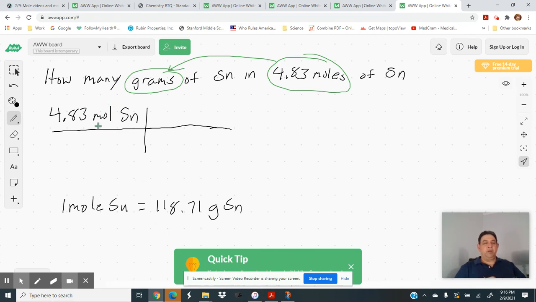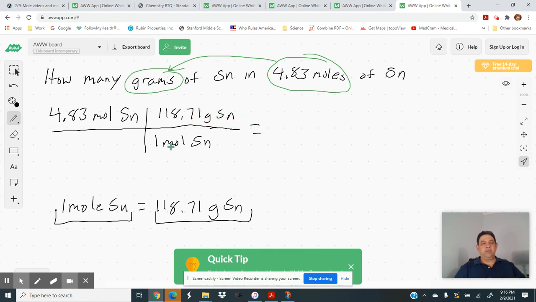Once again, we're given moles. The question is, which side of the equality do we put on the top and the bottom? And as you already know, I like starting my conversion factors from the bottom because that way I notice which ones get canceled. So 1 mole of tin, I'll abbreviate it just so it matches, goes on the bottom. The other side of the equality is 118.71 grams of tin.